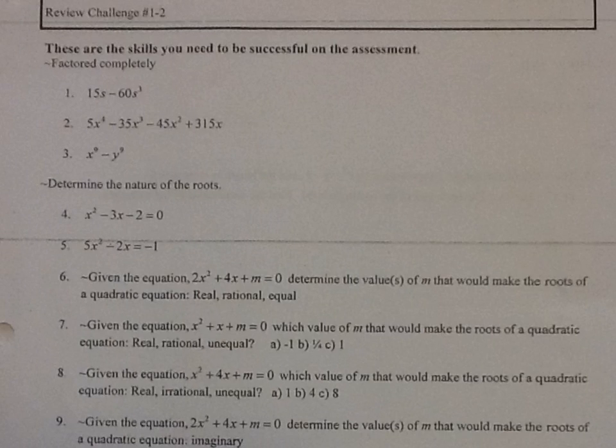Okay, so we're going to be working on the review sheet. So let's take a look at number 1. It says to factor completely. So number 1 is 15s minus 60s to the third power. So I noticed that there is a GCF. So let me rewrite this.